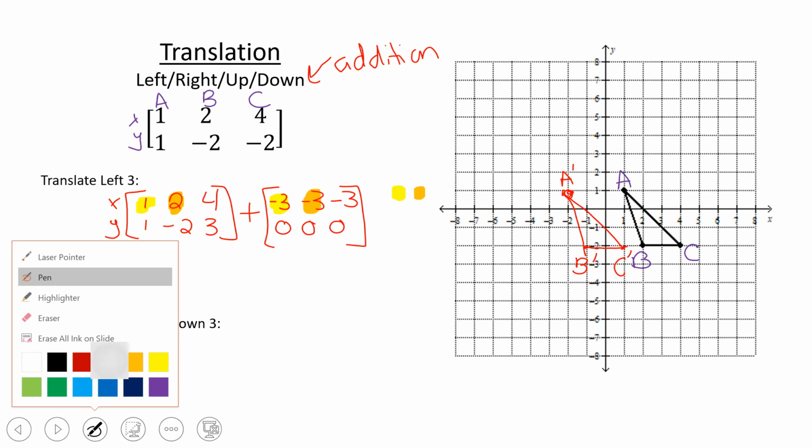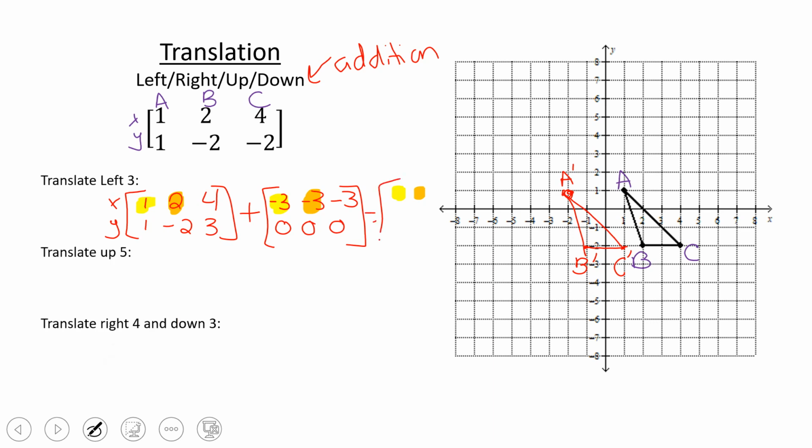So if I do the addition, I would end up with, I'll go across the top first. 1 minus 3 is negative 2. 2 minus 3 is negative 1. 4 minus 3 is 1. And then go across the bottom. Nothing's going to change because all of them are adding 0. So it's just 1, negative 2, and 3. These should be the coordinates of my new vertices.